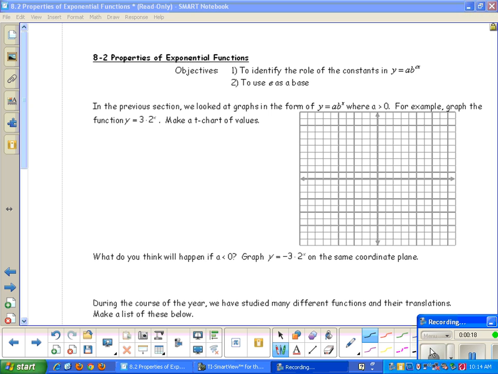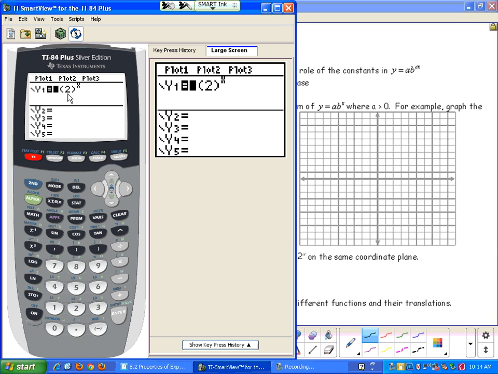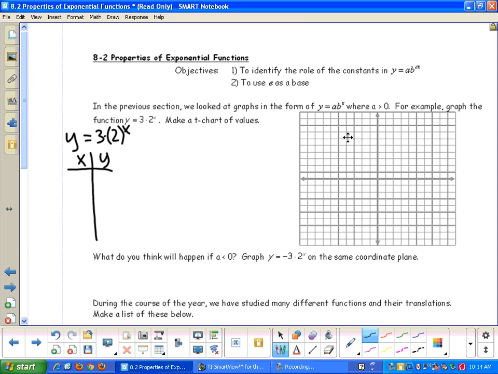For example, we're going to graph the function y equals 3 times 2 to the x power and make a t-chart of values to do so. If it helps, put parentheses there. Usually what I do is plug in the values for x and y. You can plug this into your calculator, into your y equals. Notice I put this value in parentheses to the x power, and then go to your table. I pick positive and negative points, so I'm going to do -2 to 2 for my values. I'm going to write those down here.